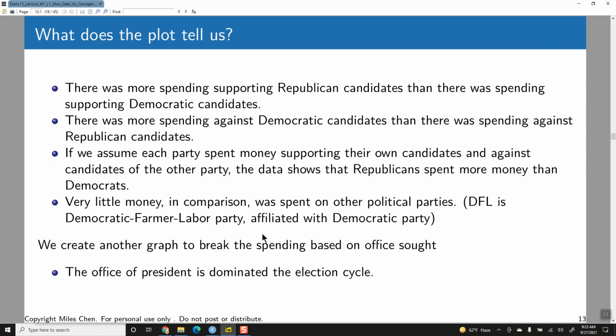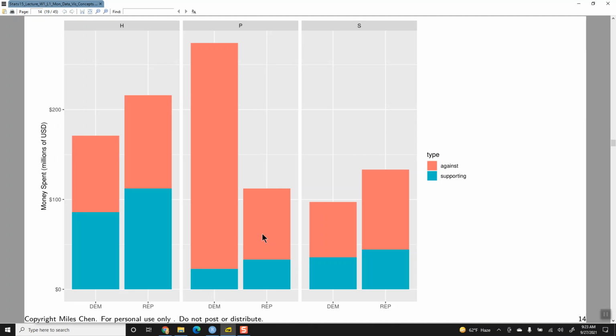All right, now again, during that election cycle, there were races for House of Representatives, races for the Senate, and the president. And the office of president dominated the election cycle. So we might say, well, let's take a look at some of the other races, okay? And so we could see, this is the total money spent for office of president, okay? This is all the money spent on House of Representatives, okay? That's what this H is, okay?